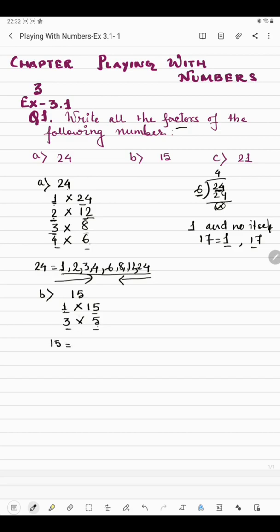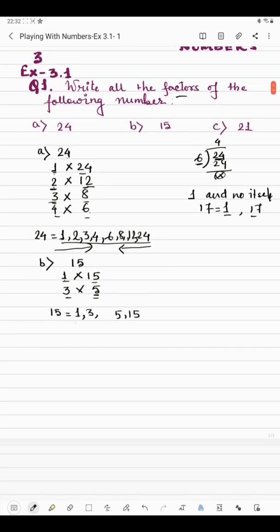So how will we write this? We'll start from 1, and whatever we get by dividing, we will put at the end. Then after 1 we have got 3, and whatever we have got here, we will put at the second last. So this way we will have to write the factors of any number. So the factors of 15 are 1, 3, 5 and 15. This way we will go and this way we will come.